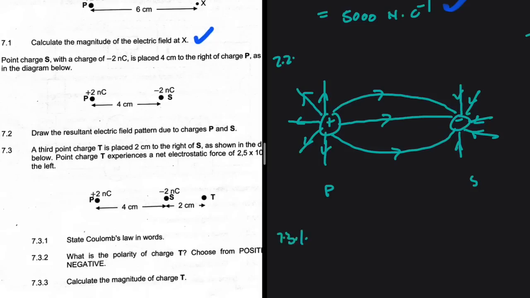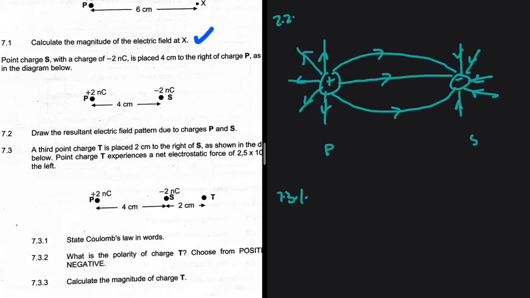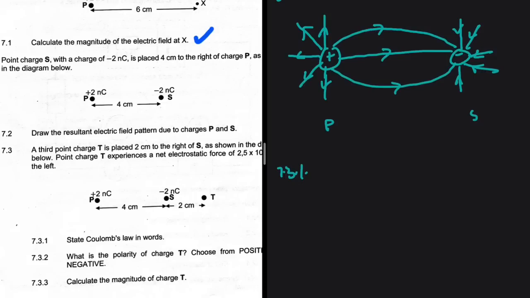7.3.1, we're supposed to define Coulomb's law. So I'm going to leave that to you, right? The square of the distance between the charges, not between their centers. When it comes to Coulomb's law, we don't say between the centers. That is gravitational law. So if you did say between the centers at the end of the definition, that is wrong. It's just between the charges, right? We don't talk about the center of a charge here. So that is 7.3.1.